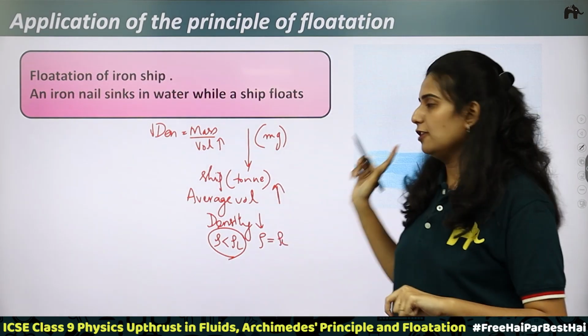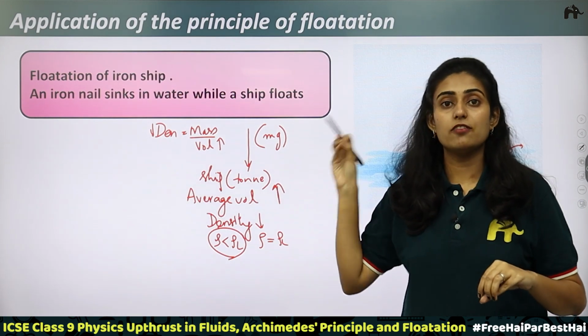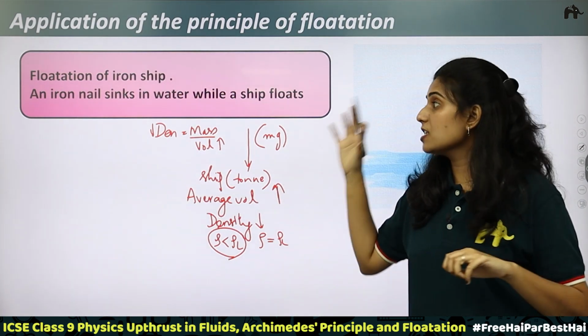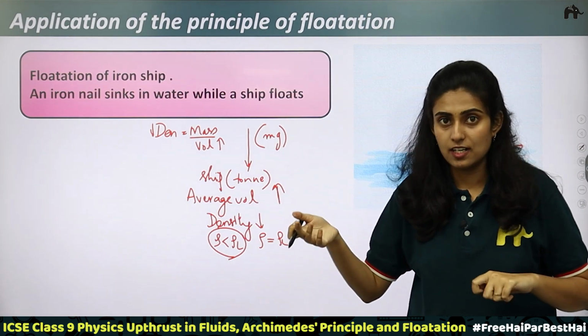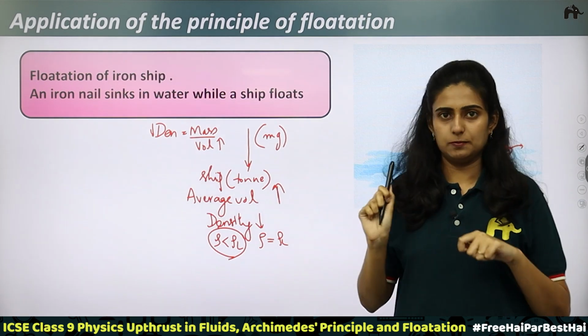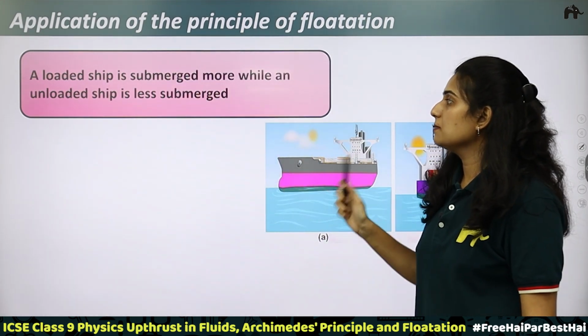So this is the first application, when you take the case of an iron nail and the case of an iron ship. Even though the mass of the iron ship is greater, you can see that the iron ship will float and the iron nail will sink. So an unloaded ship is submerged less while a loaded ship is submerged more.